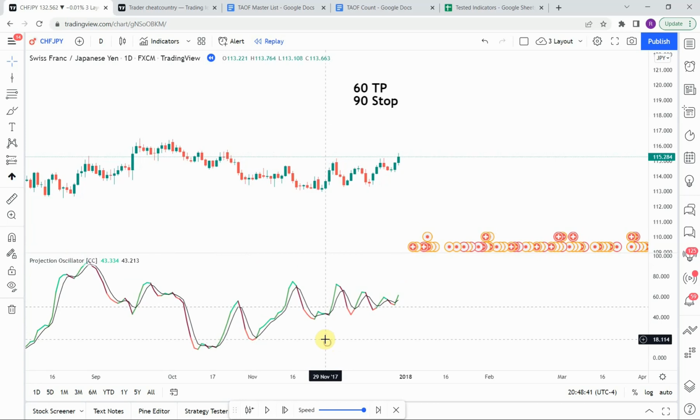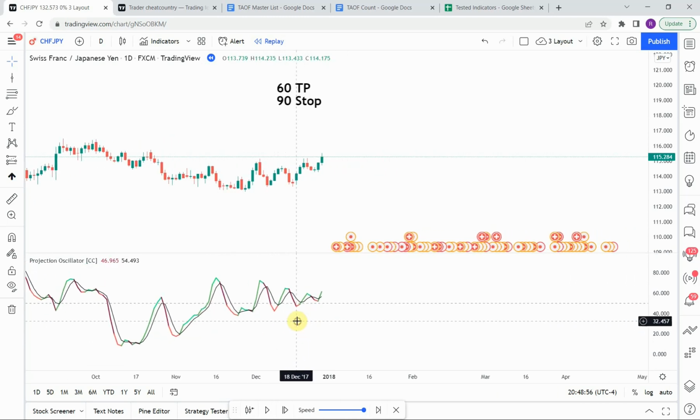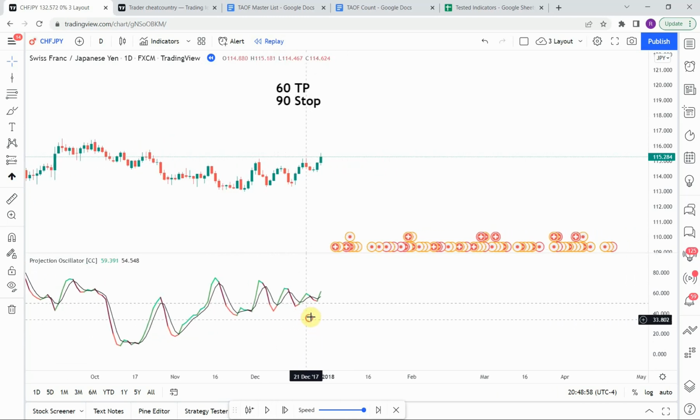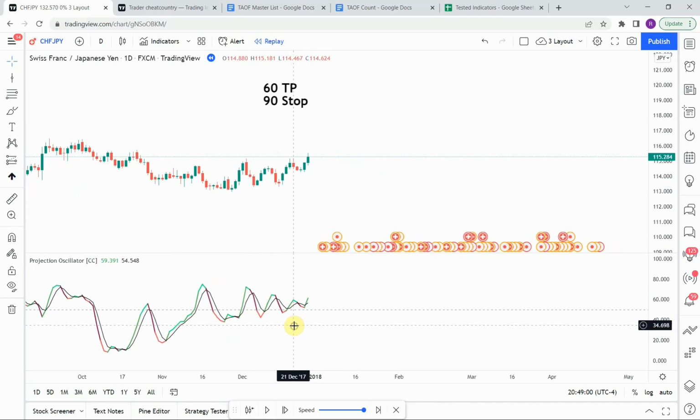And so I think at the moment how we are going to test this is just the simple cross. When we get that cross to the upside, we're going to go long. When we get the cross to the downside, then we are going to go short. So it's basically what we're looking for. Let's go ahead and get on with the testing and see what we can get out of this.